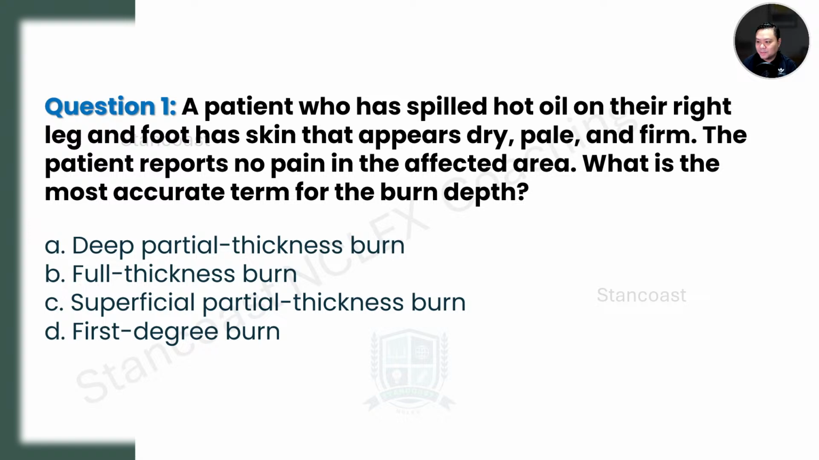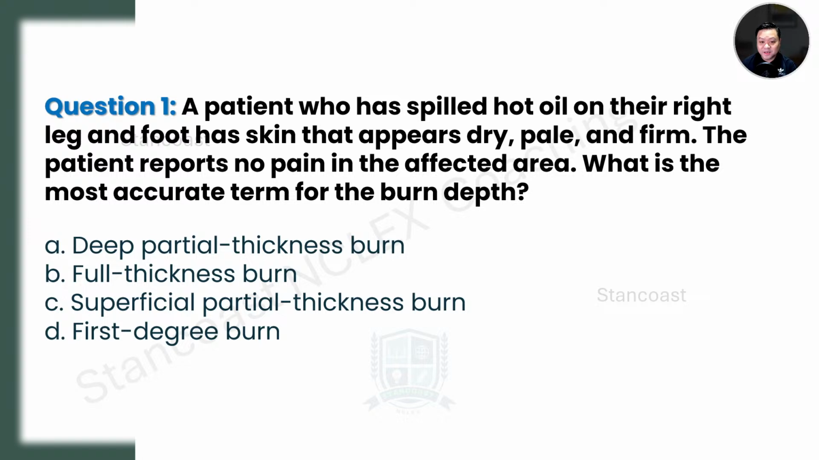A patient who has spilled hot oil on their right leg and foot has skin that appears dry, pale, and firm. The patient reports no pain in the affected area. What is the most accurate term for the burn depth? A, deep partial thickness burn. B, full thickness burn. C, superficial partial thickness burn. And letter D, first degree burn.